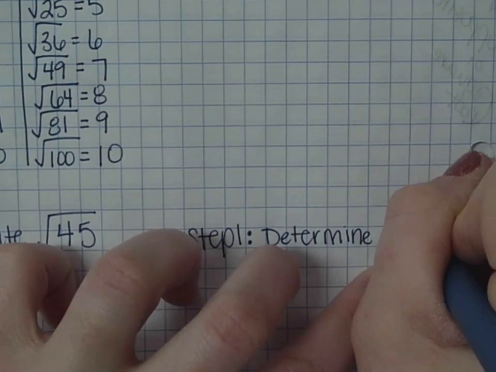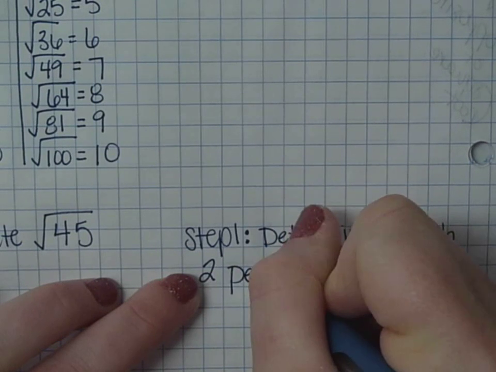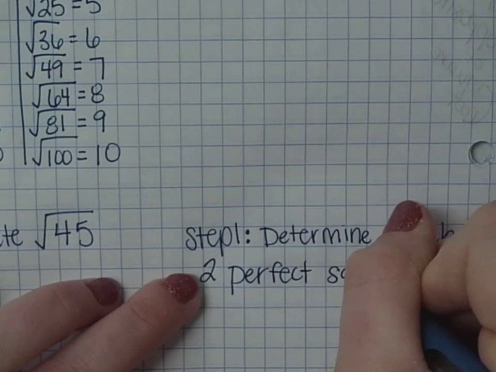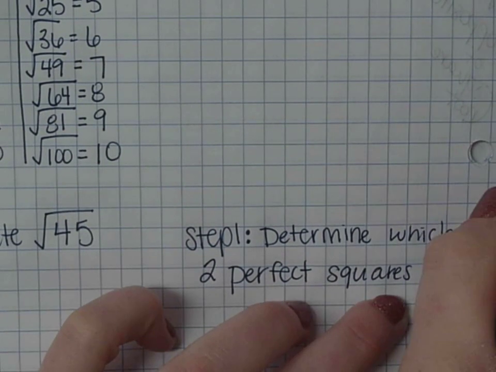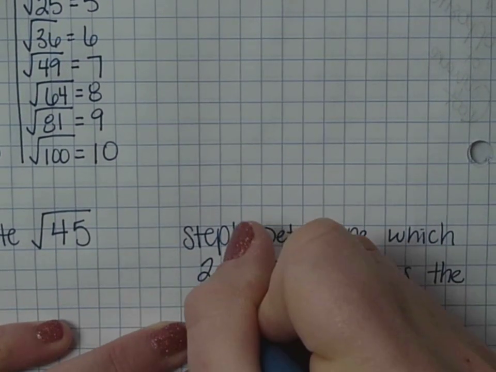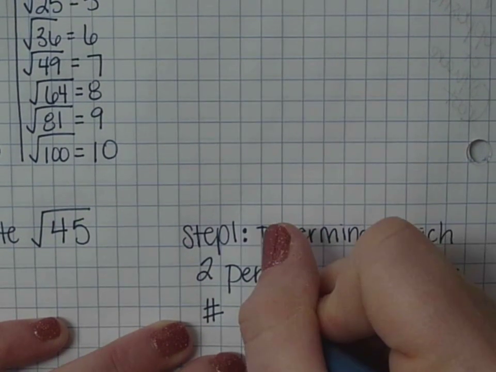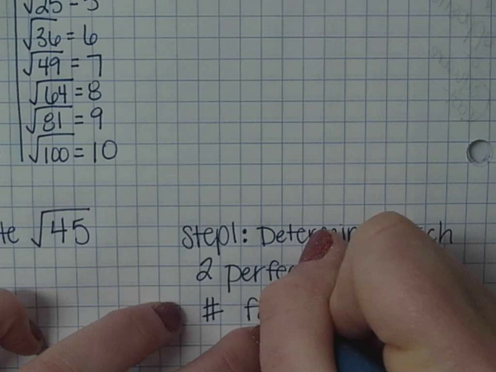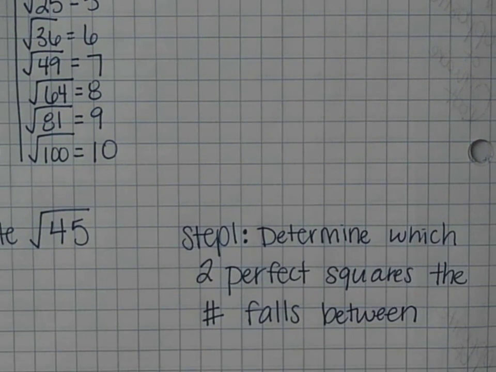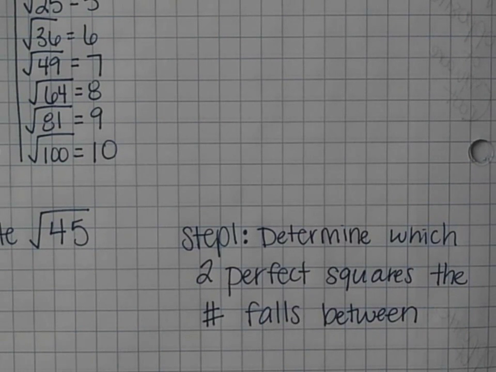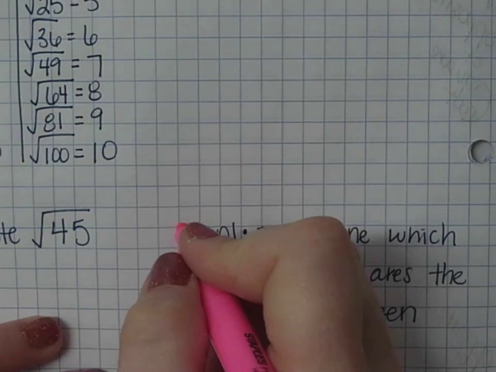Determine which 2 perfect squares the number falls between. And I'm going to use a highlighter because I really wanted to use a pink pen, but I forgot. So, step 1.